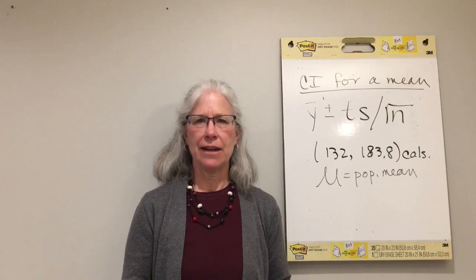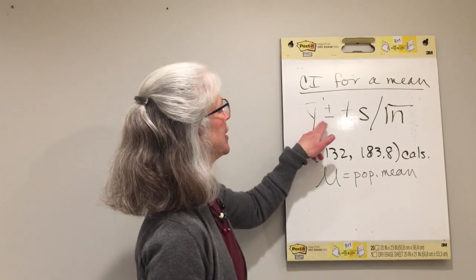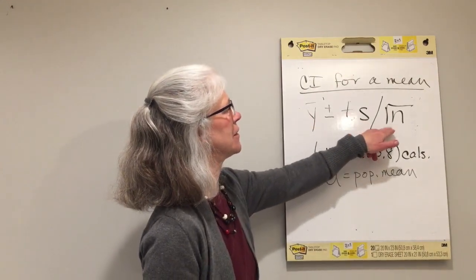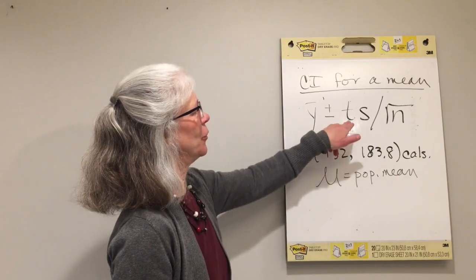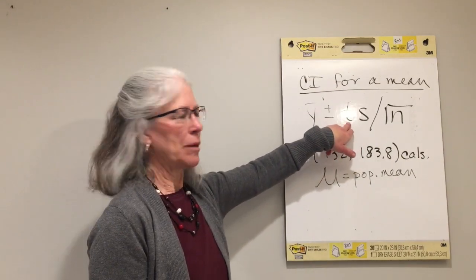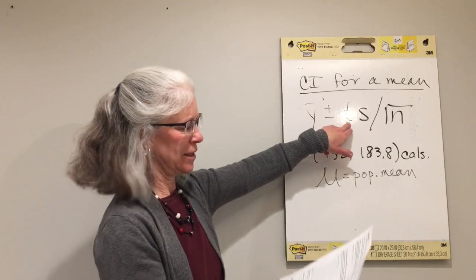What affects the width of a confidence interval? Is it this, this, this, this, or some combination? Well, this definitely affects the width. Remember, that is affected by our level of confidence.